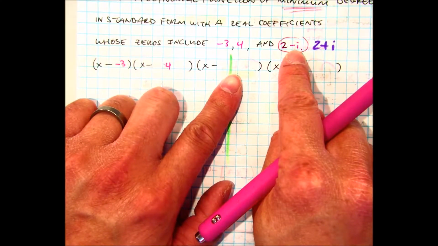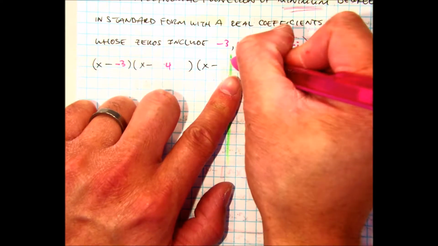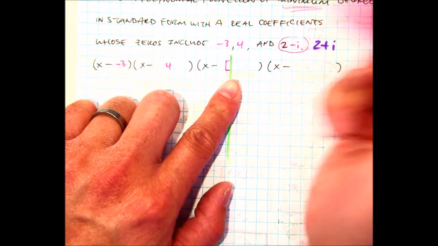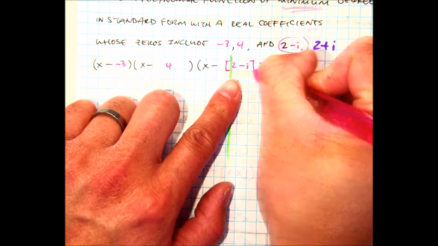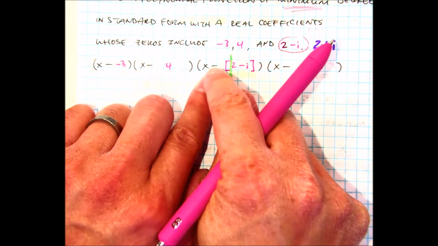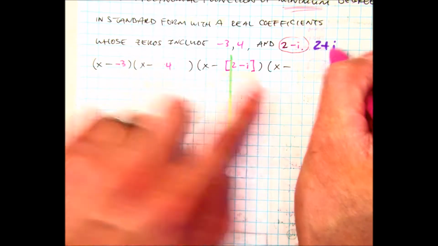Now, when I put this 2 minus i in here, I have to put it with another grouping symbol. You can use parentheses if you want, but I'm going to use brackets. They mean the same thing. And the reason why I do that is because it's saying I need to take the opposite of this whole expression. So I'm going to do the same thing over here.